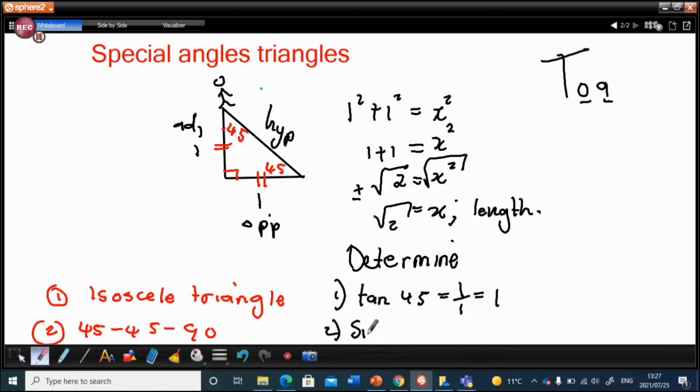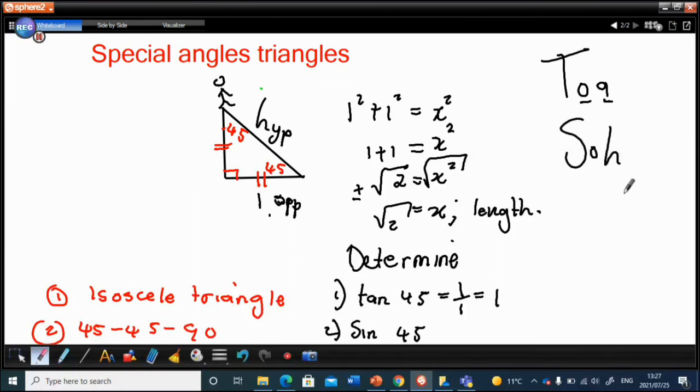Even number 2, you can go sine 45. It depends on where you stand. It's up to you. So you have the hypotenuse. For sine, you're standing at 45 because that's the reference angle, and you're looking at the opposite side, which is 1, right? And then the hypotenuse, which is SOH. And that will be opposite, which is 1, over the hypotenuse. And the hypotenuse, we did say, is the square root of 2, right? So the square root of 2.